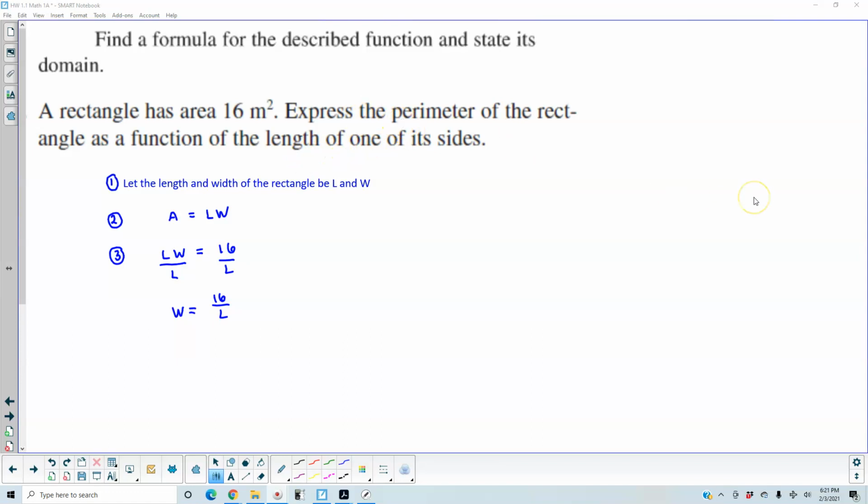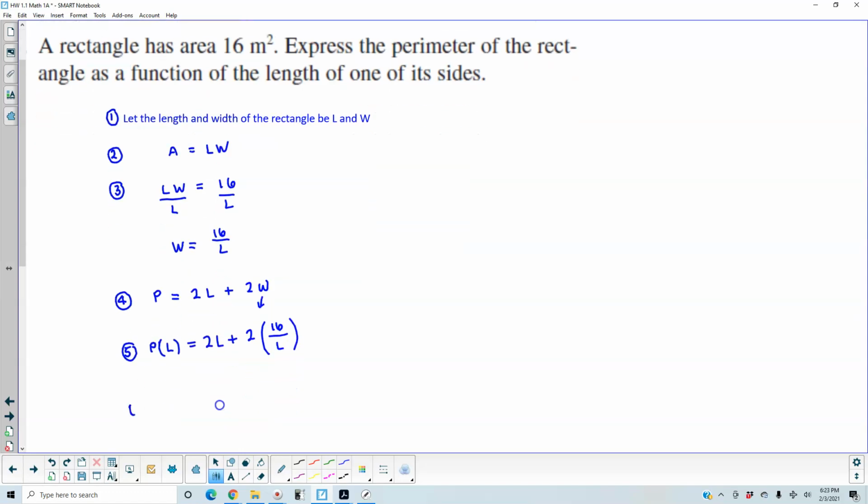So what's the formula for the perimeter? Well, the formula for the perimeter is P equals 2L plus 2W. And now we're going to write the perimeter in terms of a function of length. So for step number 5, this is going to become P of L, because it's in terms of L, which is equal to 2L, and then we have to replace this W with what we solved for up here, which is 16 over L.